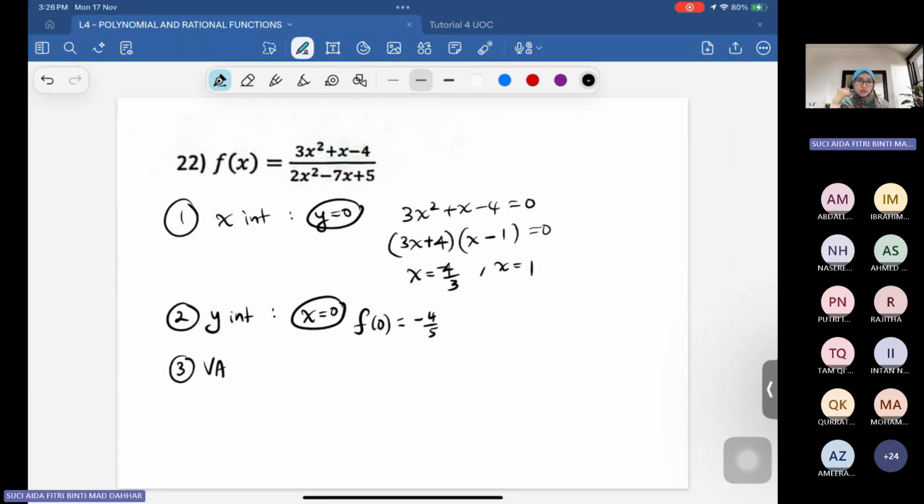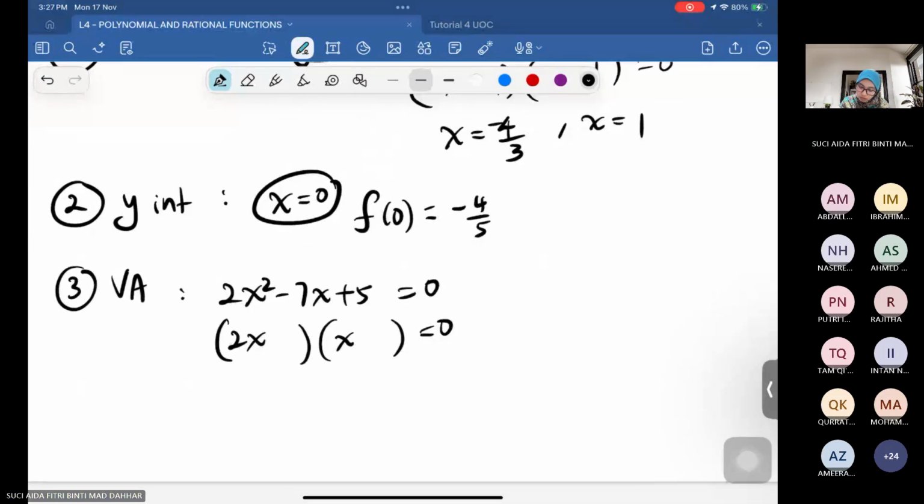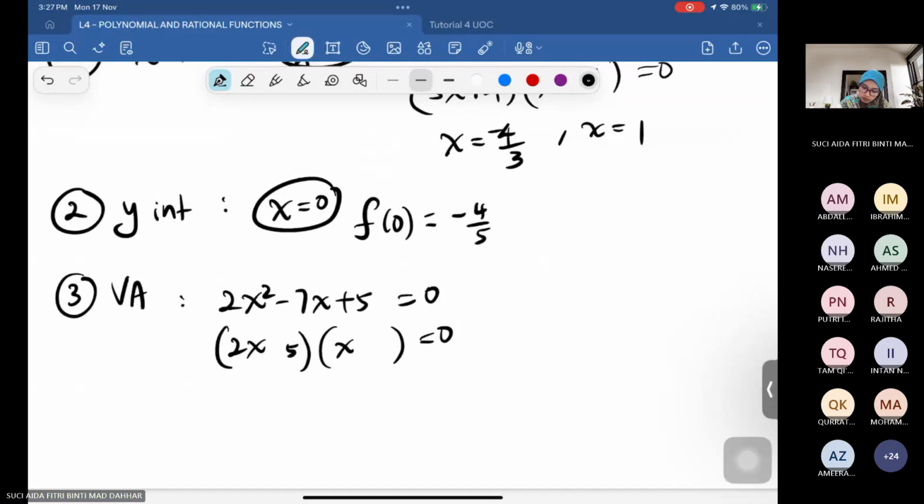Next, we need the vertical asymptotes. How do you get vertical asymptotes? By taking the denominator equals to 0. 2x squared minus 7x plus 5 equals to 0. When you factorize this, can this be factorized? See, 5 and 1, that can get me 7. Minus minus, right? So I'll have x equals to 5 over 2 and x equals to 1.